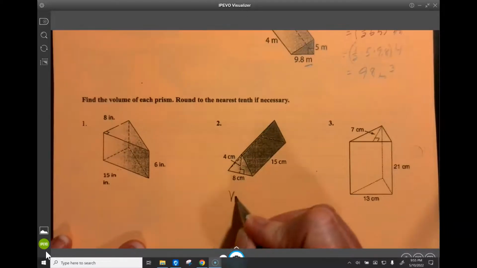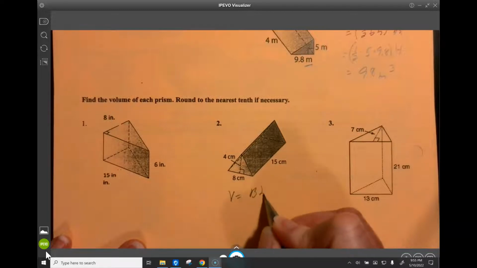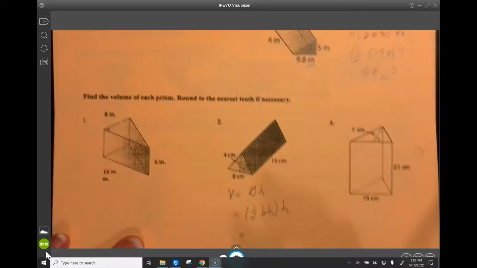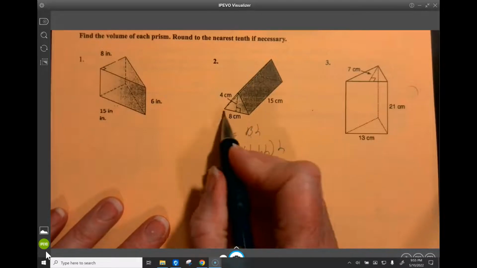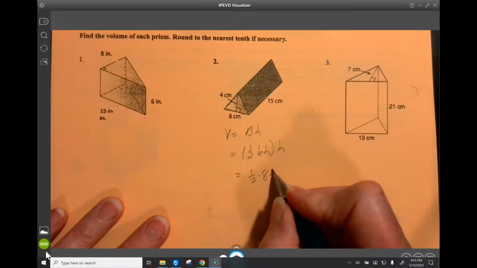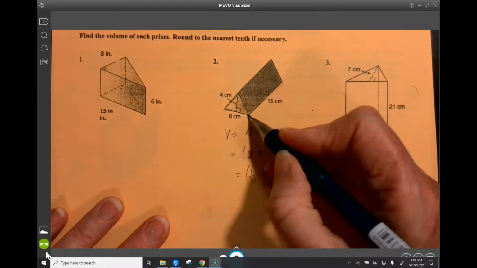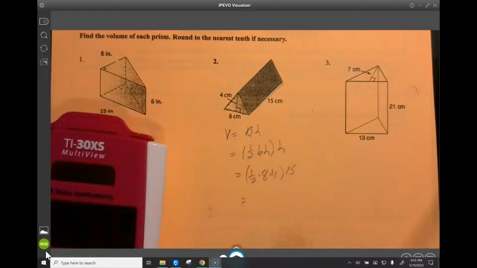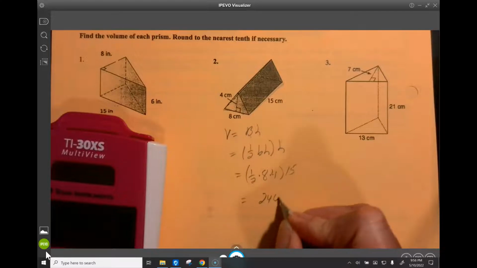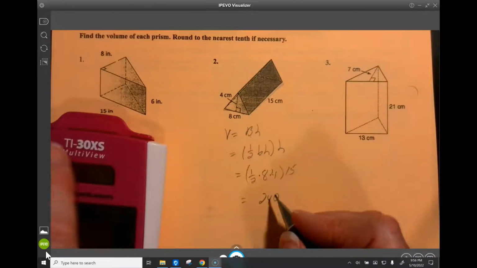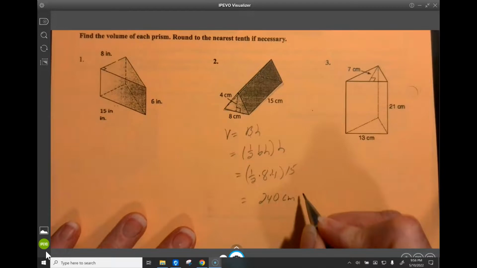So again, we're going to find the volume. It's a prism, so it's area of the base times the height. What is my base? It's the triangle. So I have 1/2. What is my base? Right? 8. What is my height? 4. What is the height of my pyramid? 15. So now I'm just going to multiply this. I got 240. Let's double check it. Yep, 240 centimeters. We're in volume, so it's cubed.